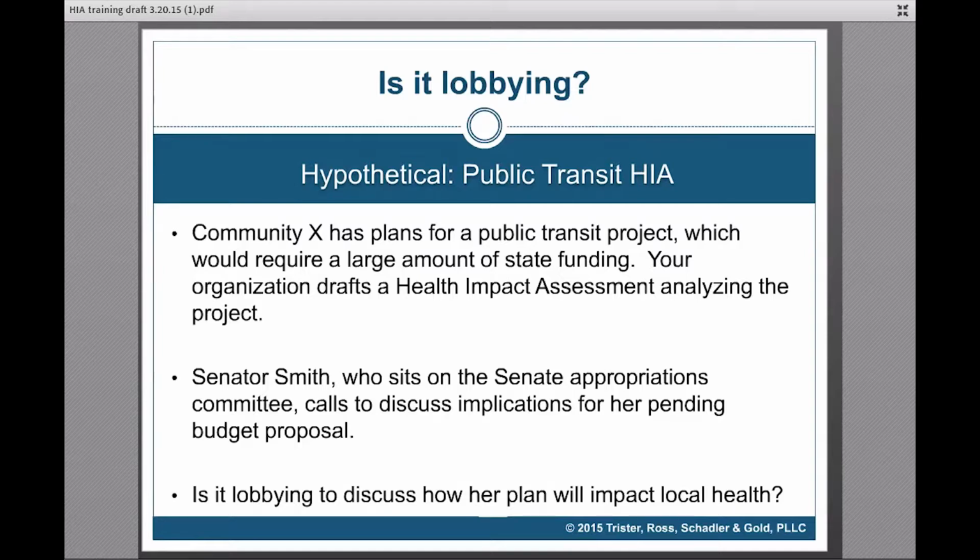Let's get into another hypothetical that should explain where I'm going with this. So let's say Senator Smith asks you to testify at an upcoming hearing about how the transit plan will impact local health. Does anyone want to take a stab at this one? We have a few people who are typing in answers. We have a bunch of votes here for not lobbying if Senator Smith asks you to testify.